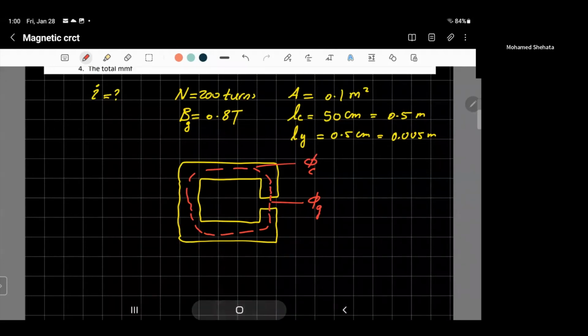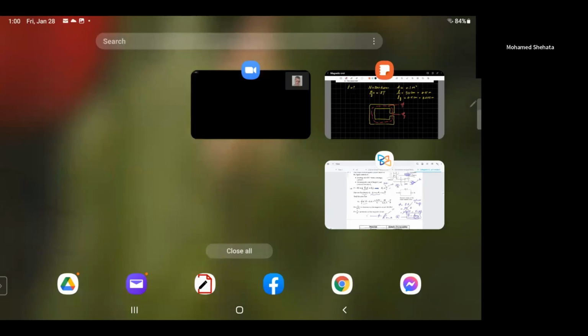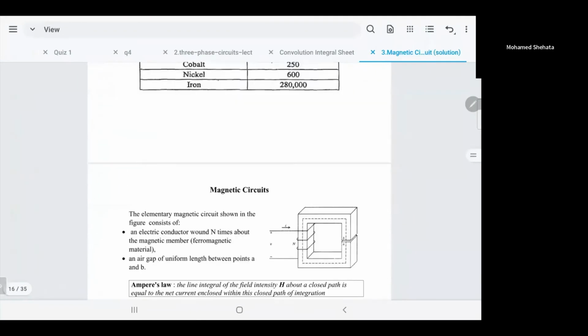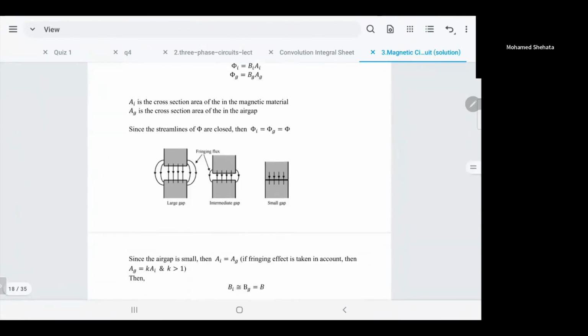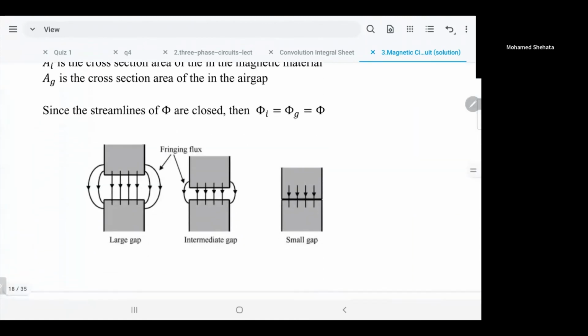What does it mean if the air gap is big or small? If the air gap is very, very small, you'll find all lines going in this direction. That's what we're assuming. If it's a little bigger, then you'll find something at the edge coming out, called fringing flux. In this case we are not assuming it. Here all the lines go through because the gap is so small, nothing is escaping. So phi air gap is equal to phi core.